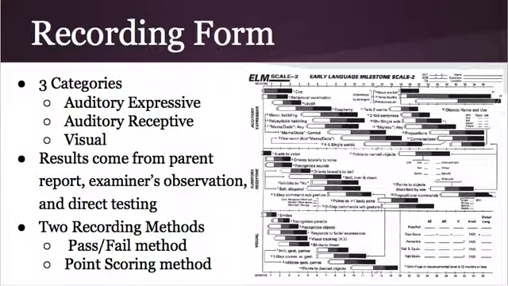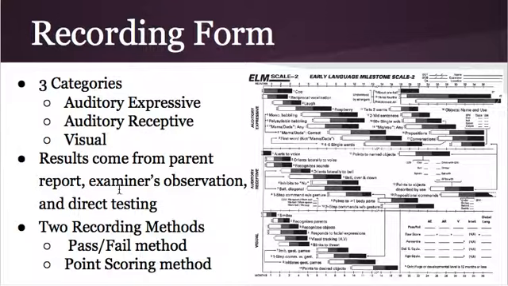The 3 specific categories in the ELM scale are auditory expressive, auditory receptive, and visual. These are 3 categories that are looked at within the child's behavior and communication levels. The results come from what the parents report they see their kids doing, the examiner's observations, and the direct testing that is done during the ELM.